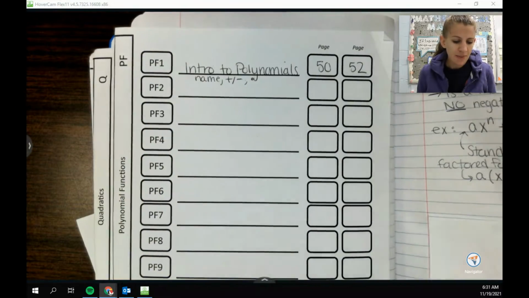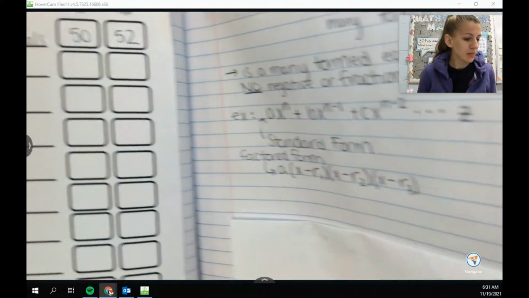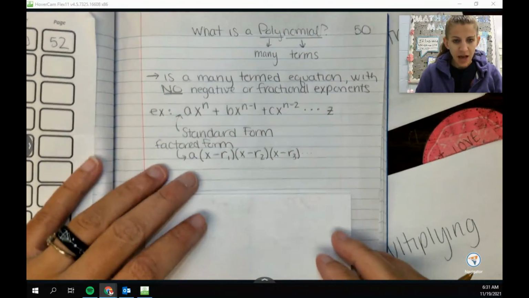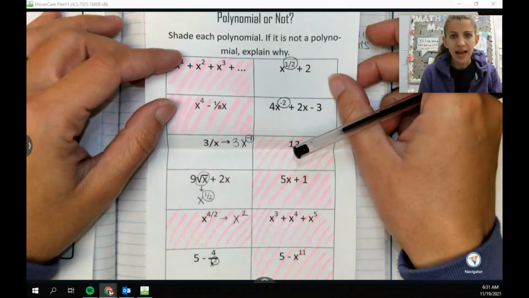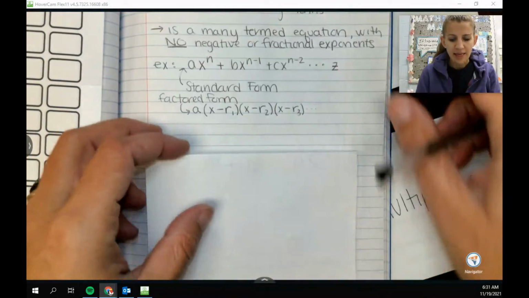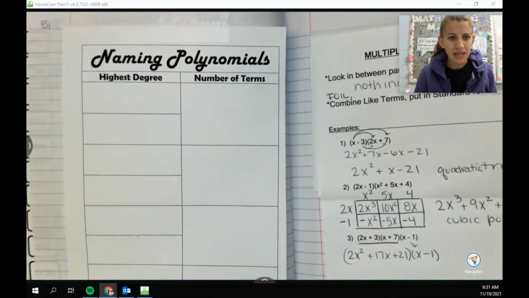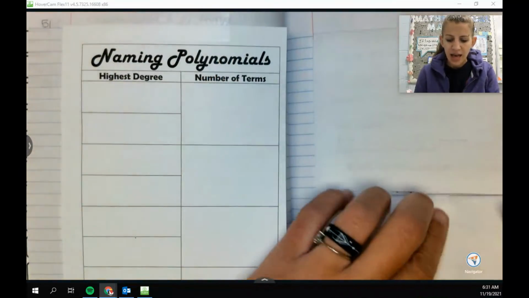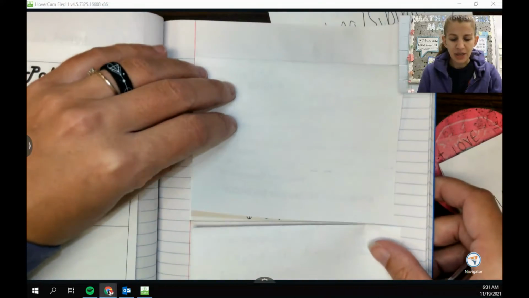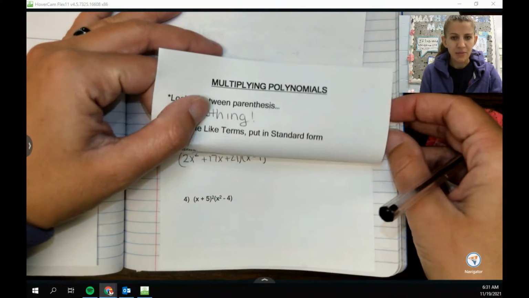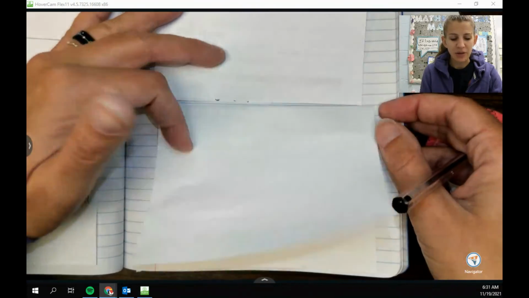So just to show you how this is arranged, and then I'm going to fill this all out with you. On page 50, we have this little sheet here, which I folded in half. And then on the next page, 51, we have this one here. And then on 52, we're going to have two folded in half sheets, one with adding and subtracting, and the other with multiplying polynomials. So let me put that aside so I can fill this out with you.